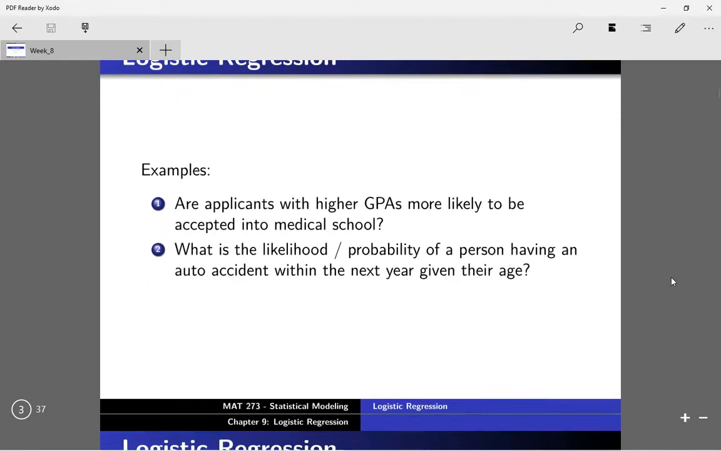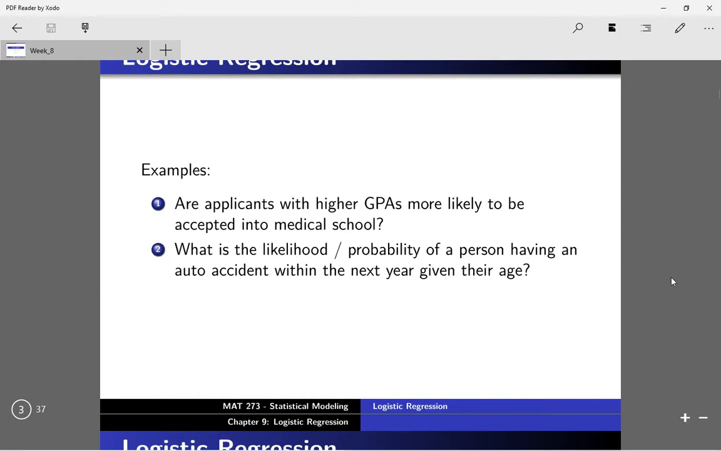Some examples that might be used in real life: we might be wondering whether or not a student is accepted to med school is affected by their GPA. So the likelihood of them being accepted, using their GPA as a predictor. That's something we can use logistic regression for. If we're looking at the chance that a person has an auto accident in the next year, knowing their age, that would be another instance where we could use logistic regression.